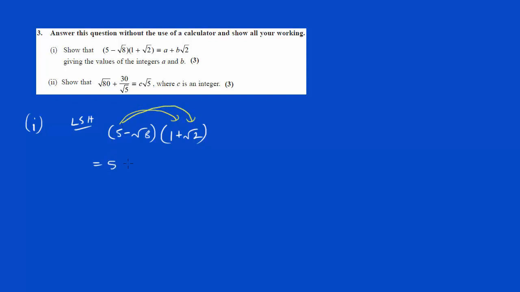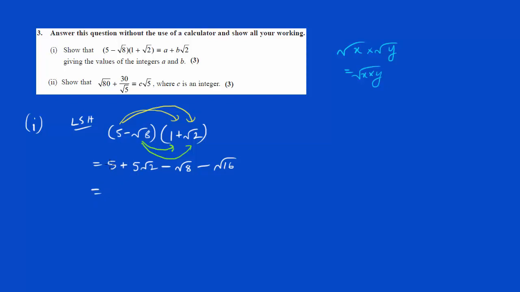So 5 ones are 5, plus 5 into square root of 2 is 5 square root of 2. Then we have to multiply minus square root of 8 into 1 and minus square root of 8 into square root of 2. So that turns out to be minus square root of 8 into 1 is minus square root of 8, and minus square root of 8 times square root of 2 is minus square root of 16, because we have this rule, square root of x times square root of y equals square root of x times y. Now let's simplify that.